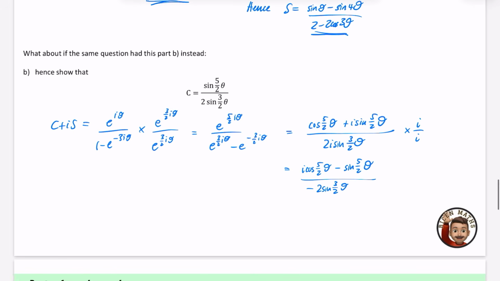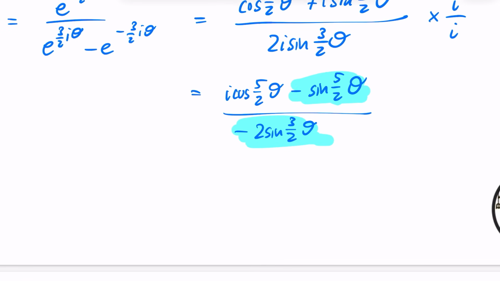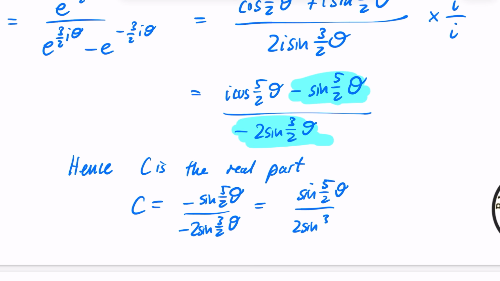If we're looking for the cosine part of this, the cosine part is the real part. So this is the real part, and this is the real part. No, there wasn't a typo in the question because those negatives did cancel out with each other. So we end up with, hence, C is the real part. So C is equal to minus sin(5θ/2) over minus 2 sin(3θ/2), which is just sin(5θ/2) over 2 sin(3θ/2).